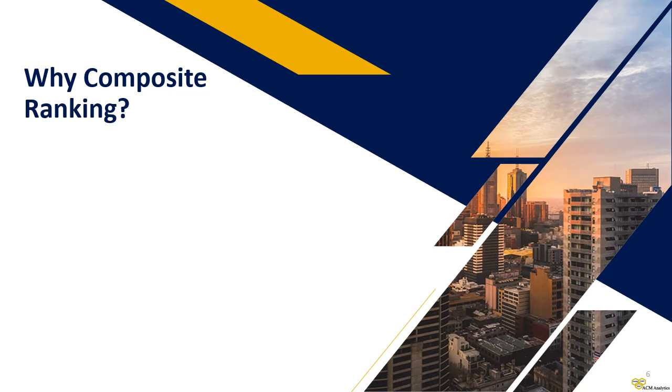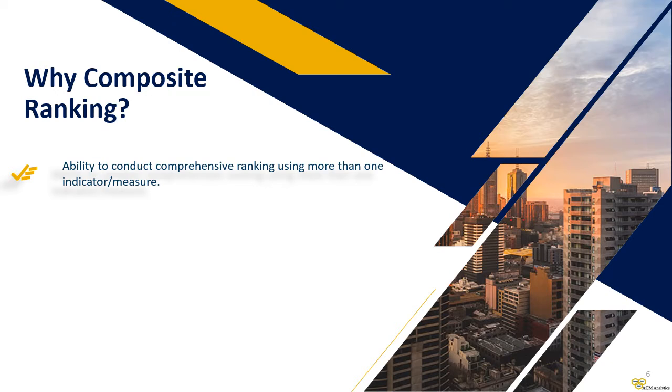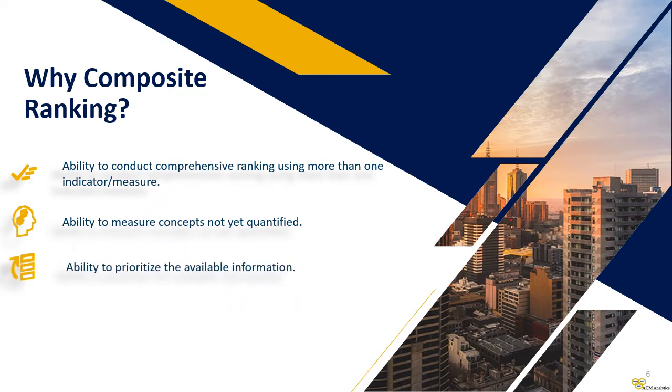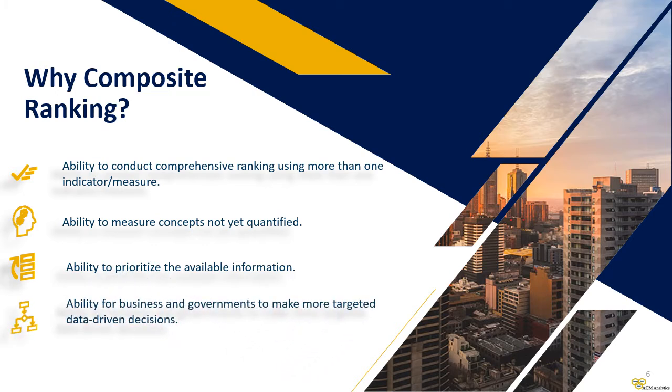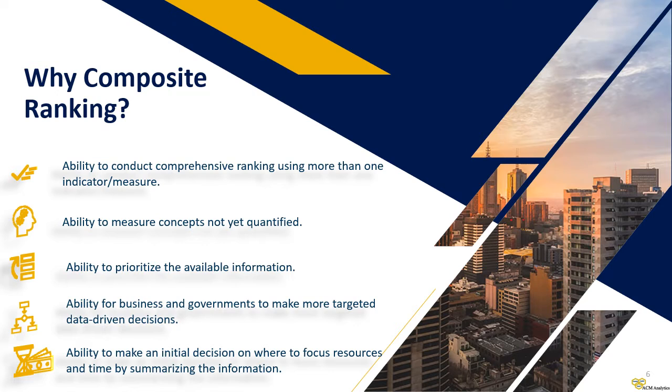Why composite ranking? Why use a methodology in the first place? Here are 5 main reasons. The ability to: 1. Conduct comprehensive ranking using more than one indicator or measure. 2. Measure concepts not yet quantified. 3. Prioritize the available information. 4. The ability for business and governments to make more targeted, data-driven decisions. And 5. Make an initial decision on where to focus resources and time by summarizing the information beforehand.